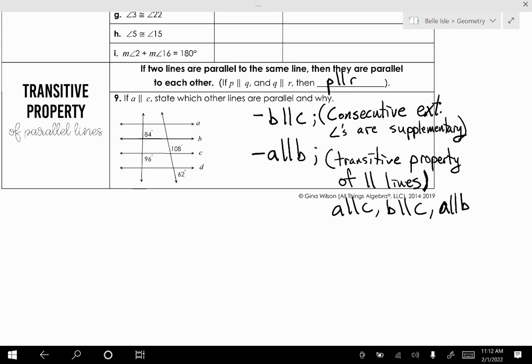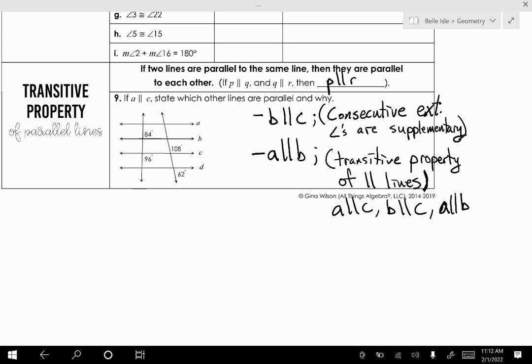Okay, what I would like for you to do is go up to number 8 and fill in number 8, and as soon as you are ready, or done with number 8 on your notes, you can come up here and grab your homework for the day.